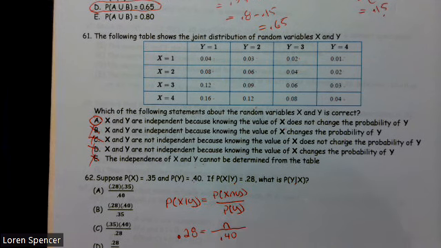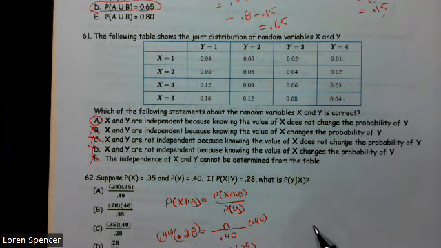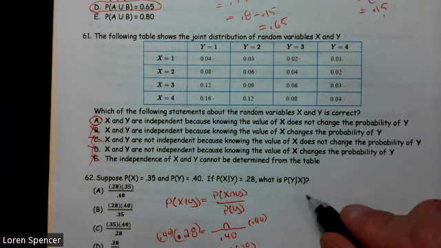All right, I'm going to solve for the intersection. So I multiply both sides by 0.40, and we find out that the probability of x and y equals 0.40 times 0.28. Great. I'll need this in the next part. On the other side, we have the probability of y given x.